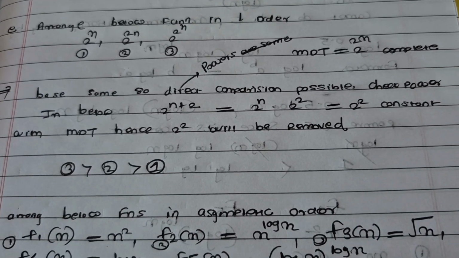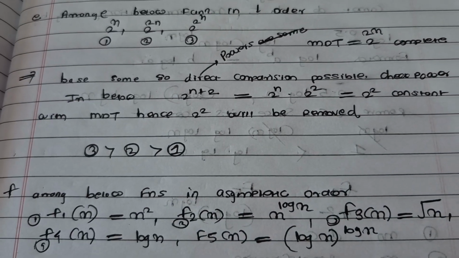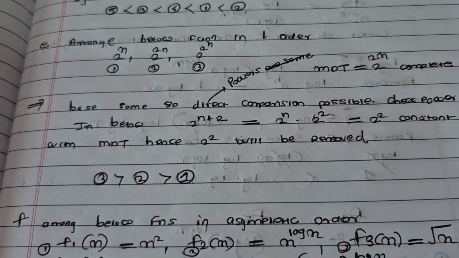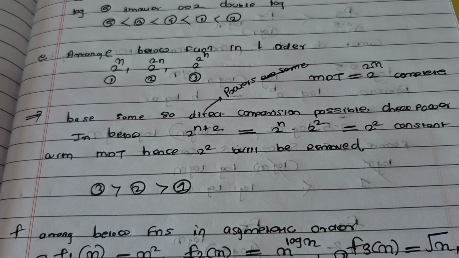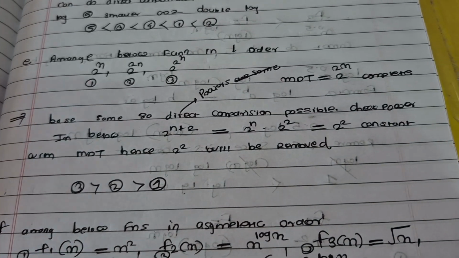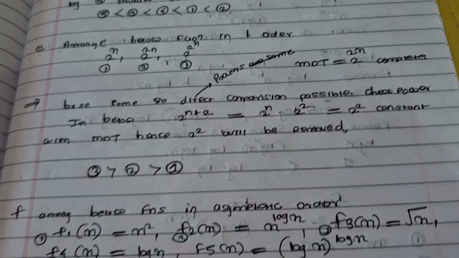Most dominating term will be like 2 raised to n, because this 2 raised to 2 is constant, so relation would be 2 to the power n, then 2 to the power 2n, and then 2 to the power 2 to the power n only.